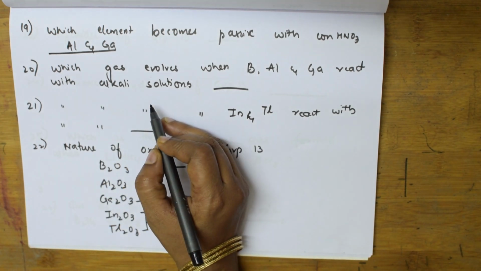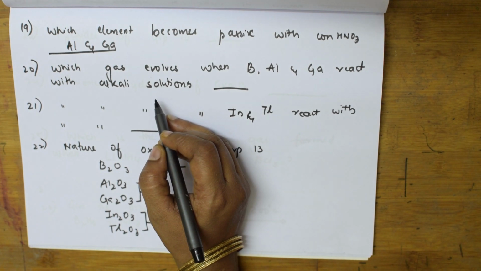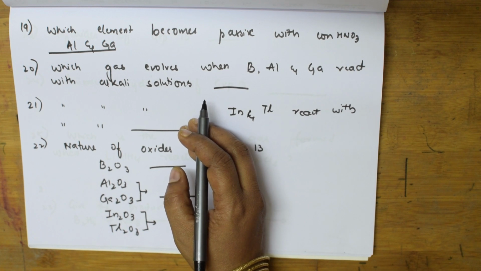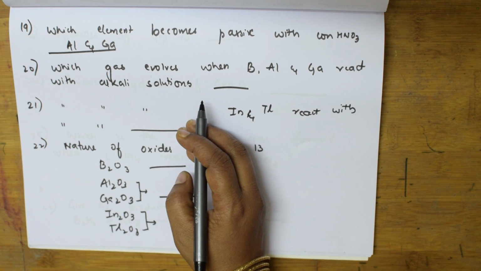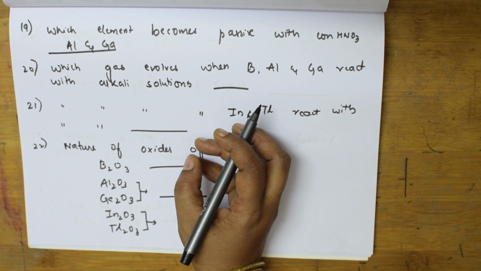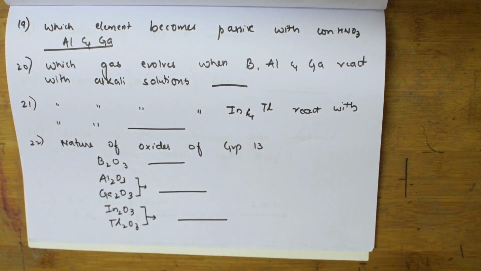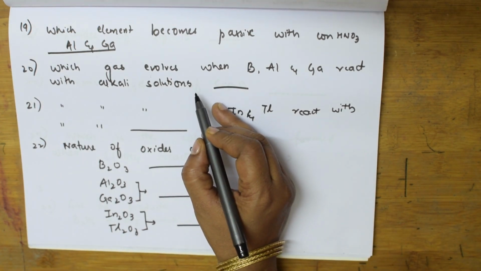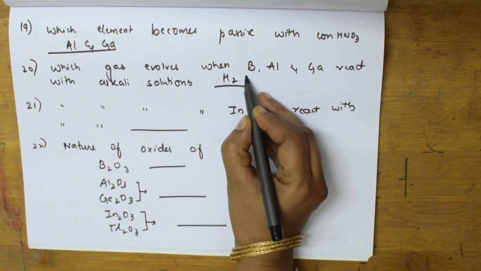Right. So alkali solutions are basically a base dissolved in water, but most of the students get confused when you go to the lab: alkali solutions, alkaline solutions. So what should we remember? Alkali solution is a base that dissolves in water, a soluble base which has pH greater than 7. That's all. So which gas evolves when they dissolve in alkali solutions? Hydrogen gas. Remember that.